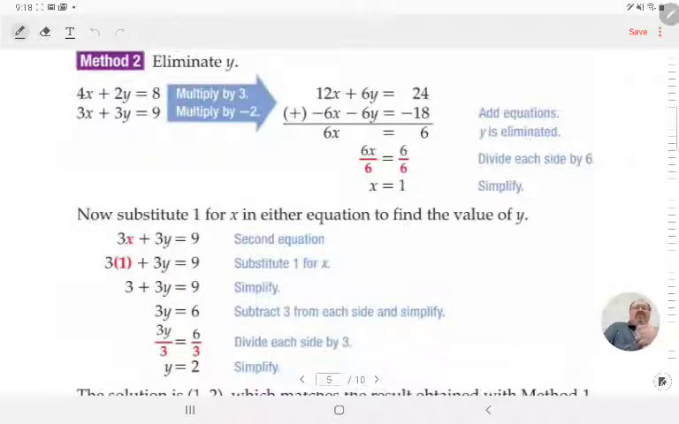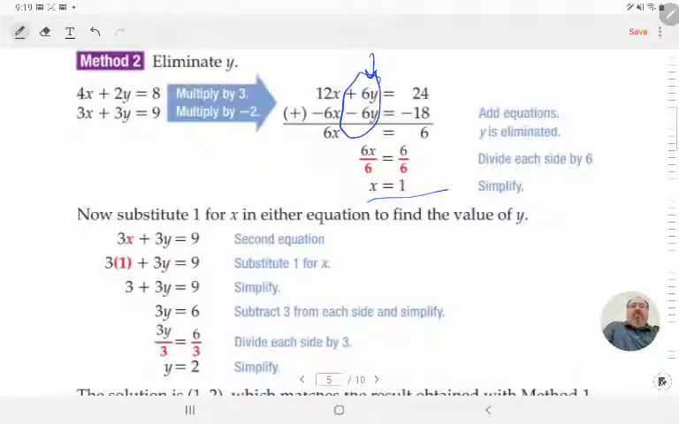Now method 2 is simply saying you could do it the opposite way. In other words, you could eliminate the y's instead of the x's. It doesn't matter which one you do. So in this case, if I multiply the first one by 3, I get 12x plus 6y equals 24. And if I multiply the second equation by negative 2, I get negative 6x minus 6y equals negative 18. And then when I add them together, I get 6x equals 6, because now the y's are gone. And divide both sides by 6, x equals 1.